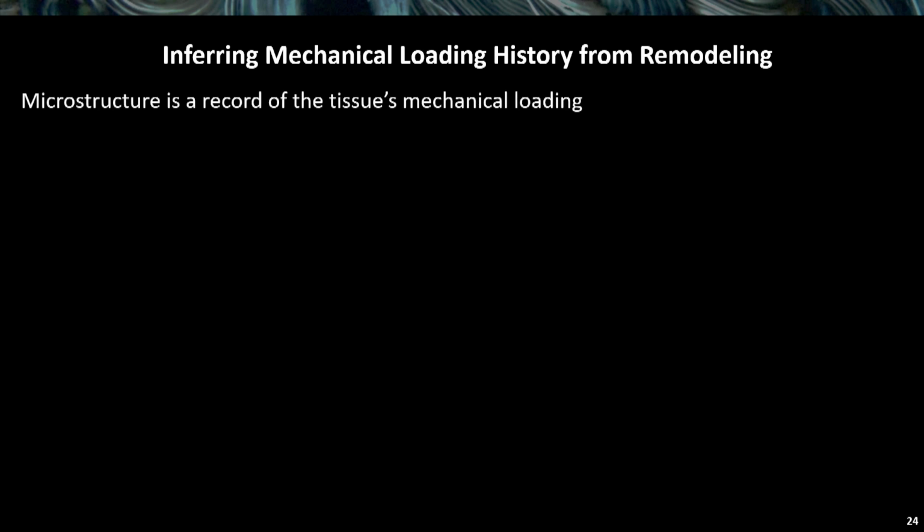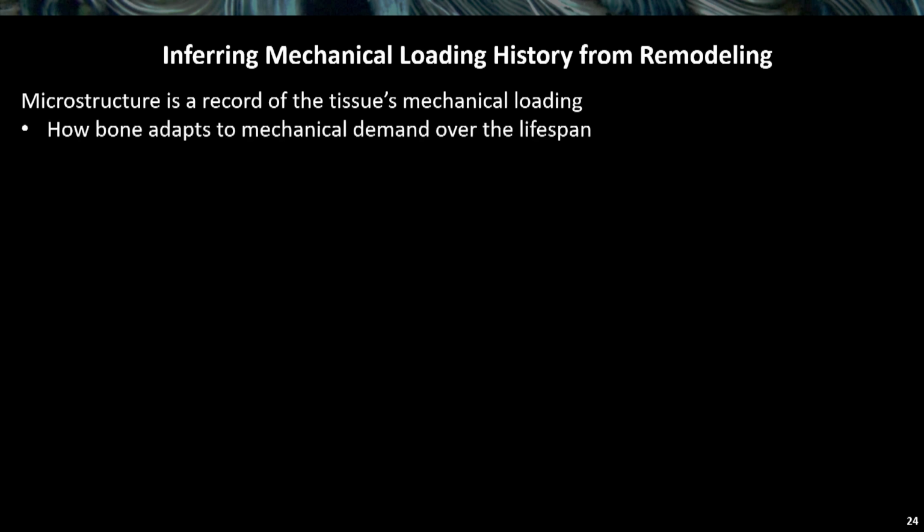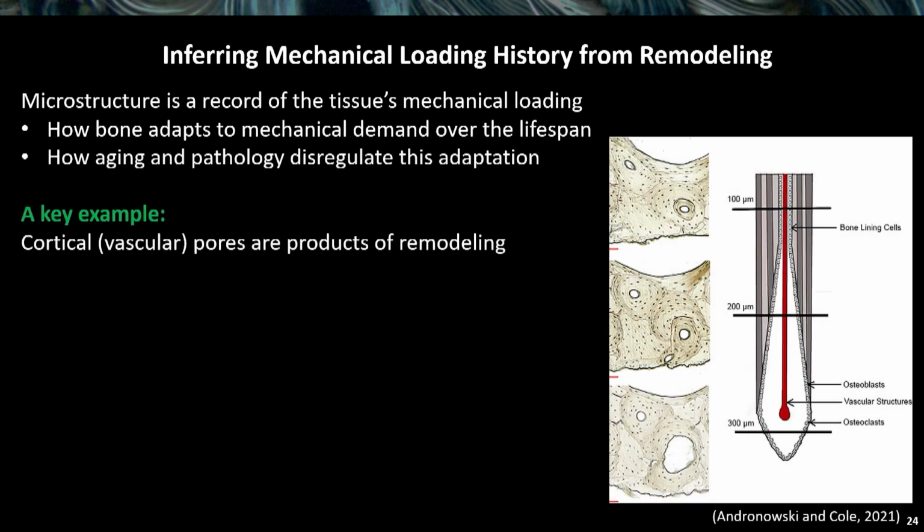So why do we care about mechanical loading history? Microstructure is essentially a record of how the tissue was loaded and how it responded to that loading. Bone adapts to mechanical demand over the lifespan, and we can then look at how aging and pathology dysregulate this adaptation. So a key example, again, cortical porosity.